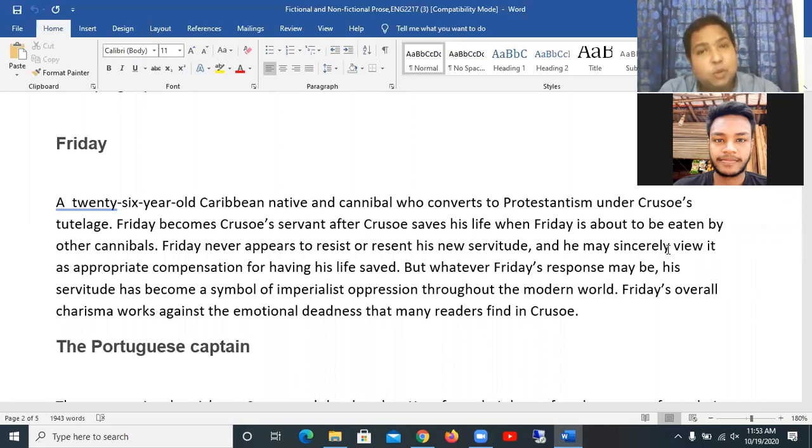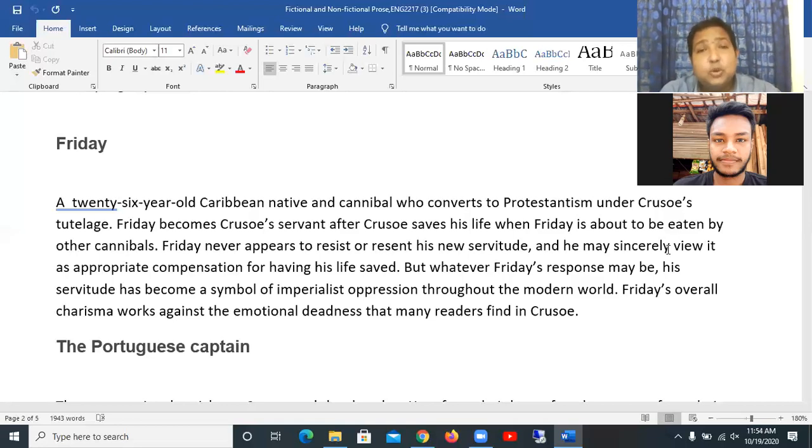So they themselves are Homo sapiens, but still they have the habit of eating the flesh of the same kind of animal they are. So he is from a Caribbean island. The Caribbean island, that means nowadays we call this the West Indies. That is just before the United States of America. So he was a 26-year-old young man, and he was a cannibal, who converts to Protestantism under Crusoe's tutelage.